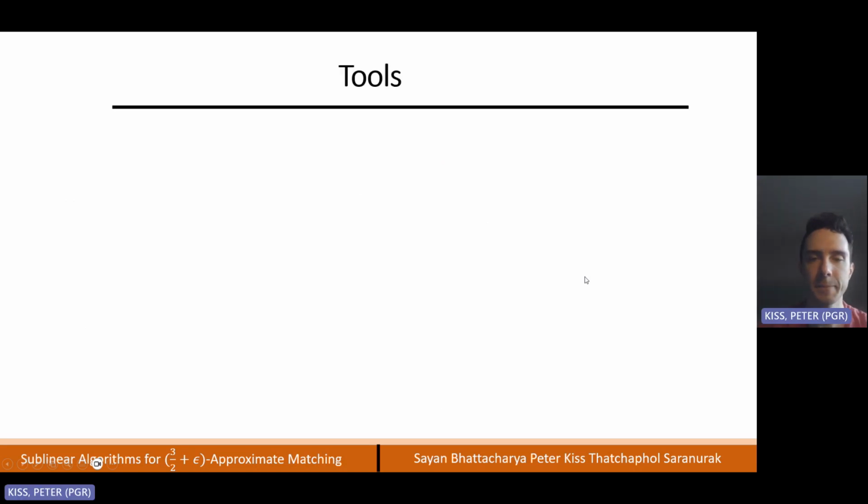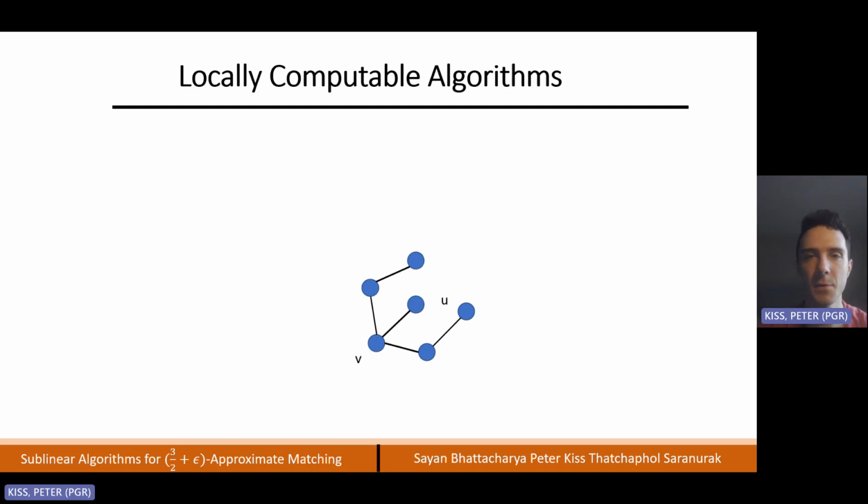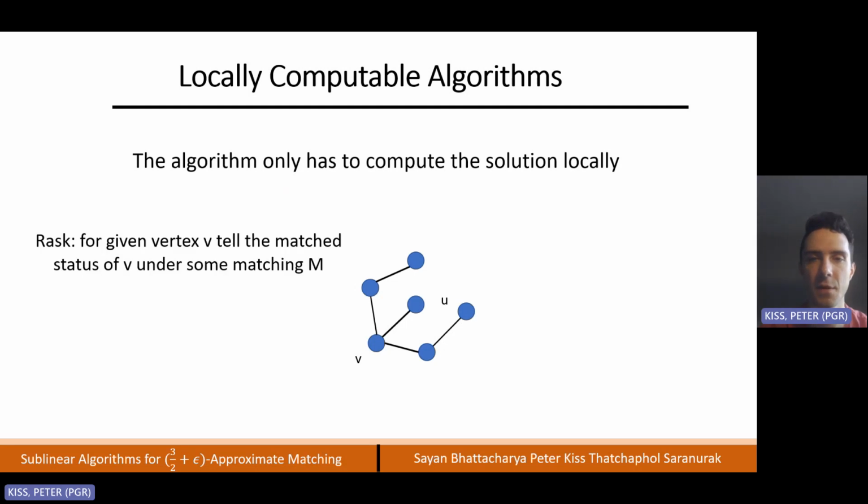So what are our tools? Locally computable algorithms and EDCS. These were the two big steps. So let's talk about locally computable algorithms first. As the name entails, these are algorithms which only compute the output locally. Hence, they can be very much sublinear in the total size of the input, as they don't have to calculate the whole output. In this context, imagine a locally computable matching algorithm for some alpha approximate matching.